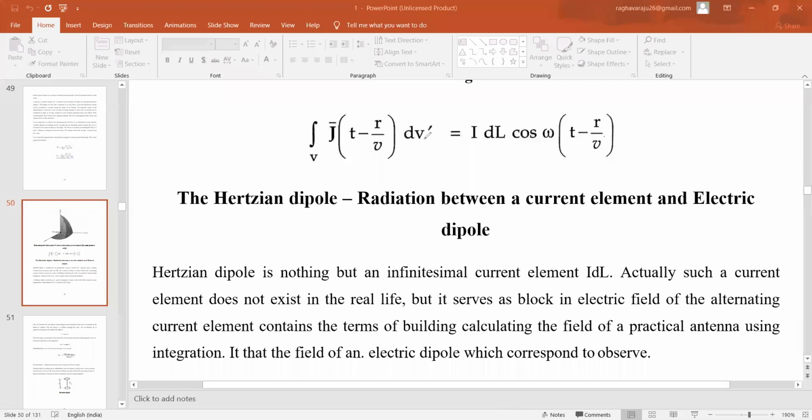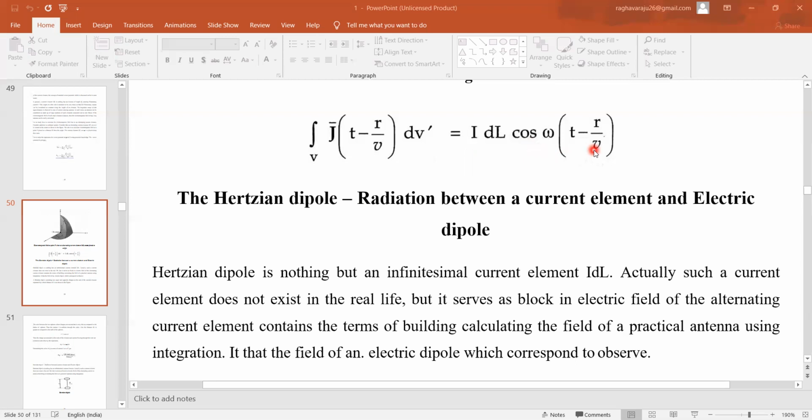From that knowledge you are able to write the net equation: integration of J of (t minus r by v) dv bar equals I dl cos omega of (t minus r by v). That Hertzian dipole is widely used for this evaluation. So the integration from 0 to v of J of (t minus r by v) dv bar equals I dl cos omega of (t minus r by v).